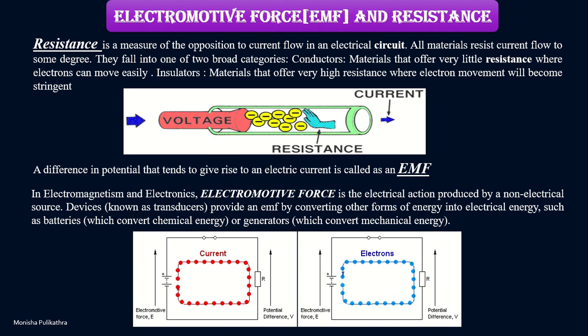All materials resist current flow to some degree. Each and everything in the universe has some resistance. They fall into one of two broad categories: conductors and insulators. Conductors are those materials which offer very little resistance and make a path for electrons to move easily, whereas insulators are the materials which have high resistance, where electron movement becomes stringent.